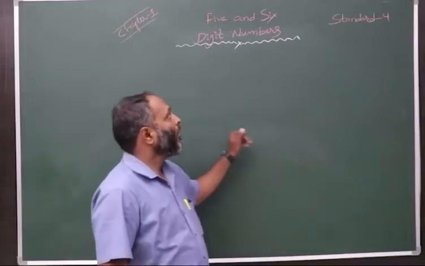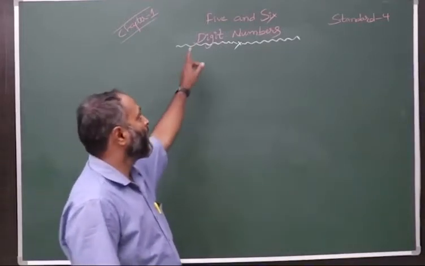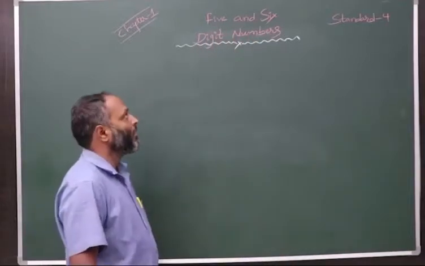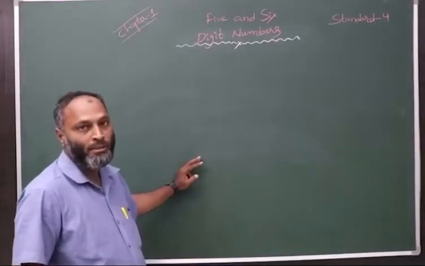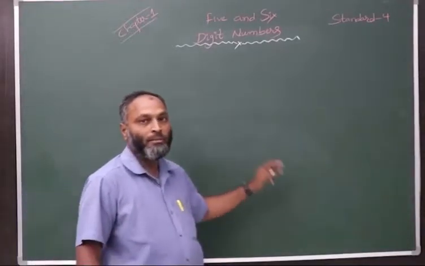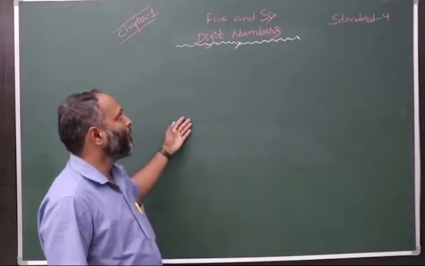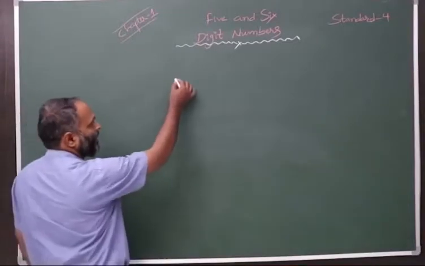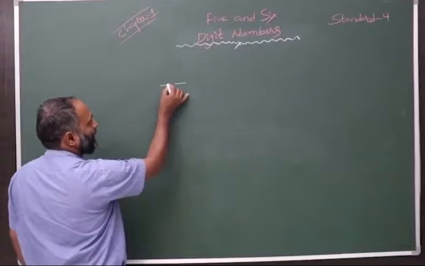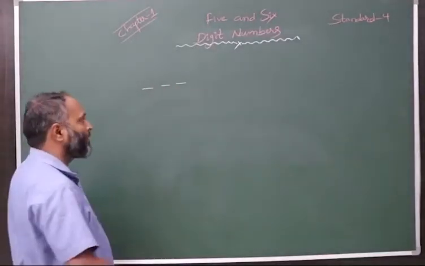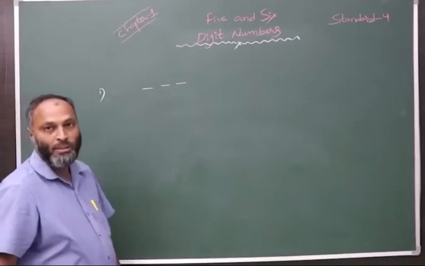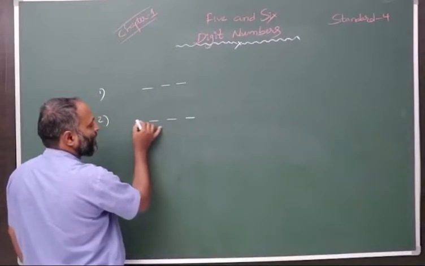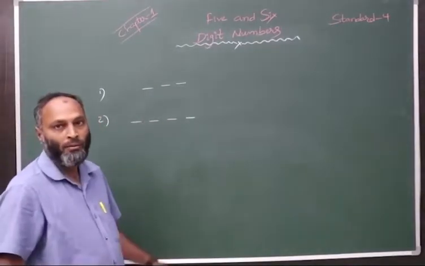Now students, today we are going to discuss 5 and 6 digit numbers. In the previous classes we discussed 3 digit numbers and 4 digit numbers. So once we recapitulate 3 digit numbers and 4 digit numbers, then after that we move on to 5 digit numbers and 6 digit numbers. See here, first 3 digit numbers: first, second and third. This is a 3 digit number. And the second: first, second, third and fourth. This is a 4 digit number.